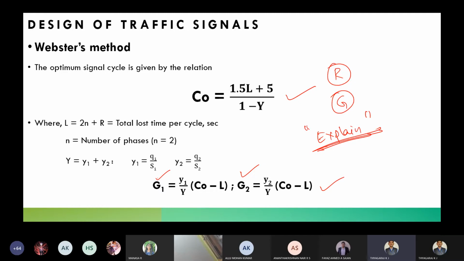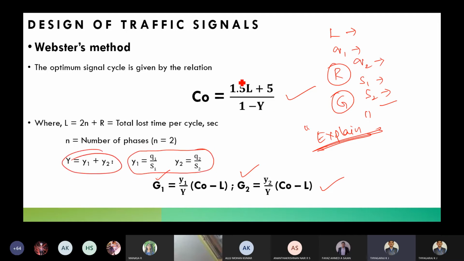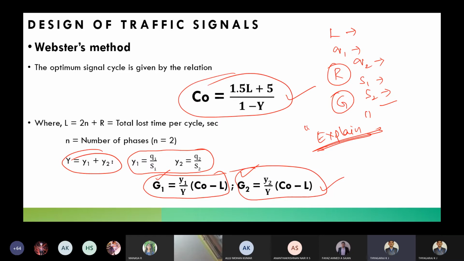Simple problems. They will give all the data. The L value will be given, then Q1 will be given, Q2 will be given, and S1, S2, everything will be given. So simply inputting in all these formulas, you can observe here whatever I am rounding up. These are the formulas which will be used to determine the signal cycle and timings for each row. When we are solving, I will explain these methods.